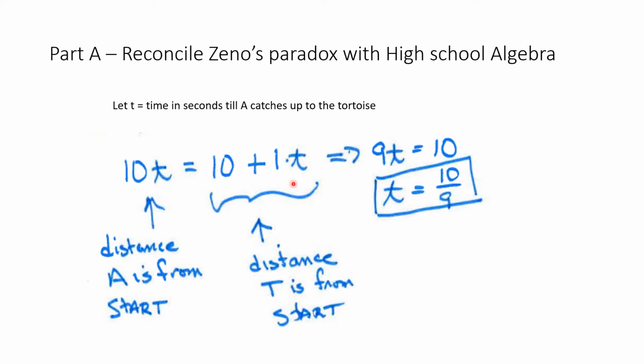Now, the distance that the tortoise is from the start was different, because it still is distance equals rate times time, but here is the 10 meter head start that the tortoise was given. So we have 10t is equal to 10 plus t. You can solve that for t. 9t is 10, and you divide through, and t is 10/9 seconds. So in just over a second, high school algebra tells you that Achilles would catch the tortoise.